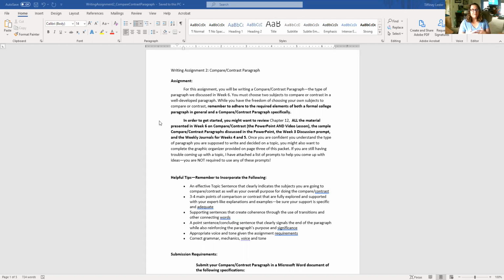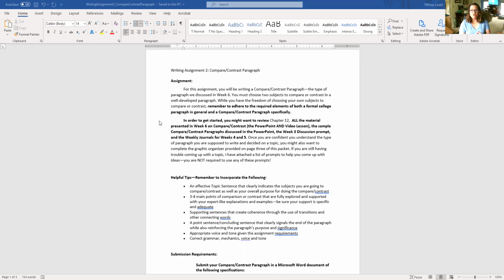So you're going to have the freedom to choose your topic, right? But you need to make sure that you have all the elements of a formal college paragraph in general, everything we learned in weeks 1 through 4. And you also need to make sure that it is a compare-contrast paragraph specifically. So what we've learned here in week 6. All right, so in order to get started, you can review chapter 12, which is the chapter in the book that explains compare-contrast, but I would pay more attention to the lesson in the week 6 module, the PowerPoint and the video lesson, okay?